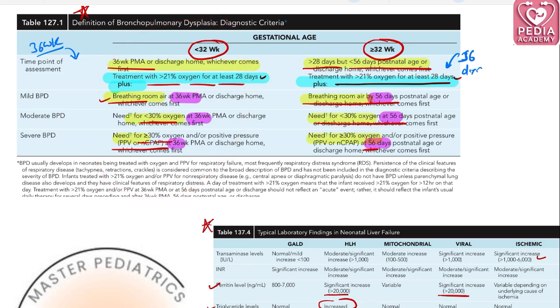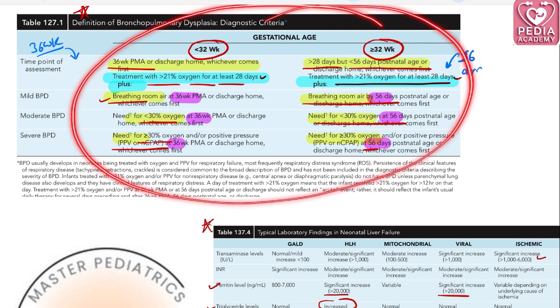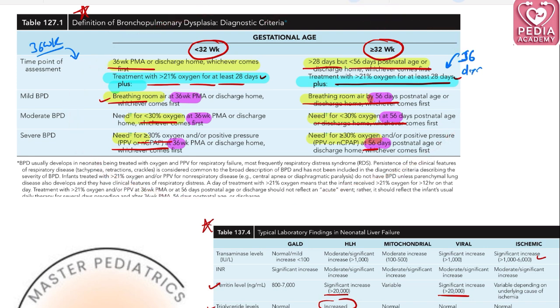If the newborn is born after 32 weeks of gestation, we have to examine this patient at less than 56 days, let's say 56 days. The criteria are the same: more than 21% oxygen for at least 28 days, and mild is breathing room air, moderate is less than 30%, and severe is more than 30%. So this is a simplified classification for diagnosing BPD, but again, the examiner's favorite topic is BPD, so this table is ultra important and you can crack this table easily.